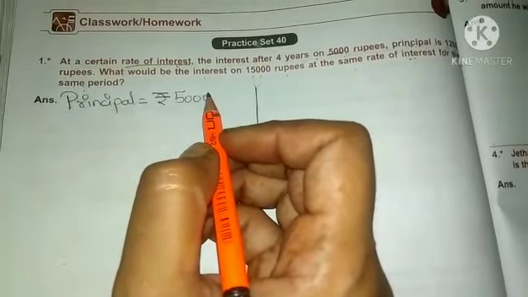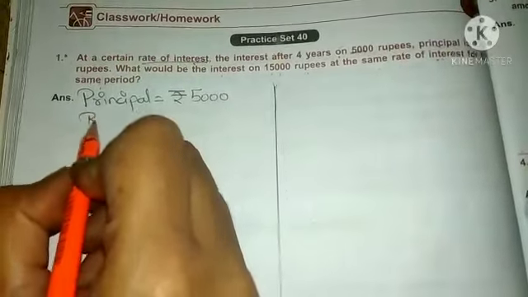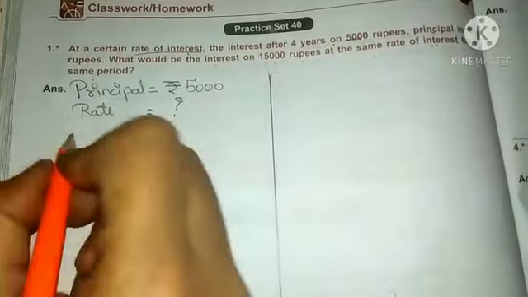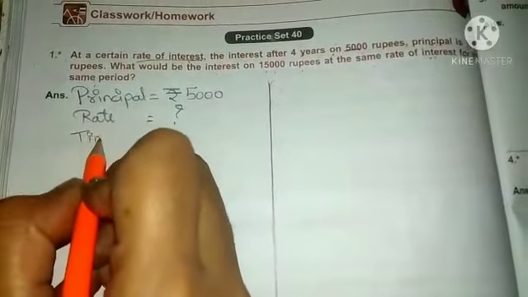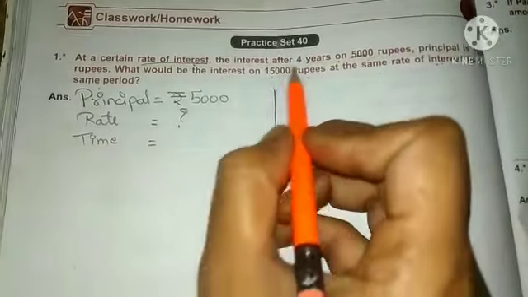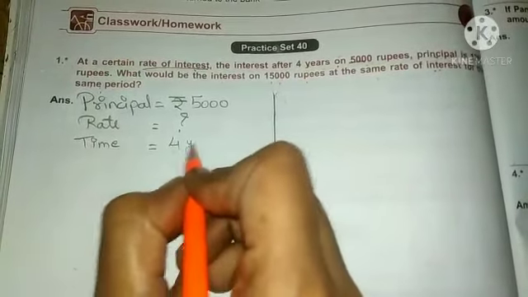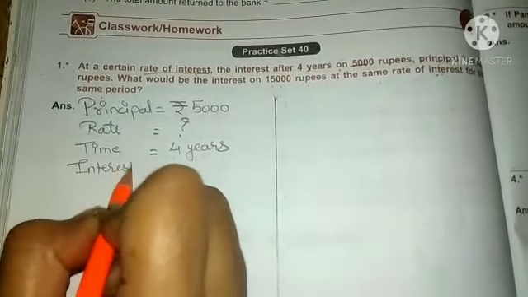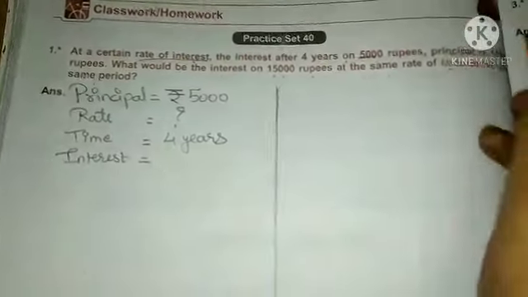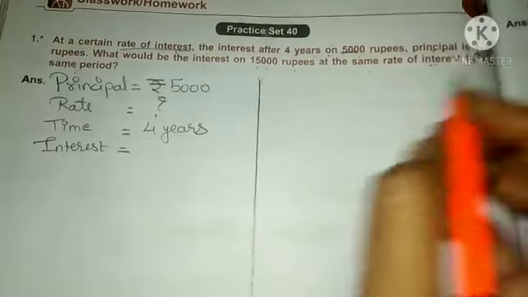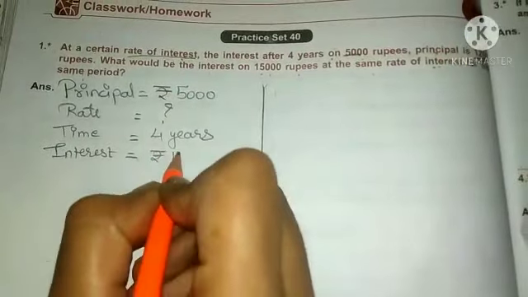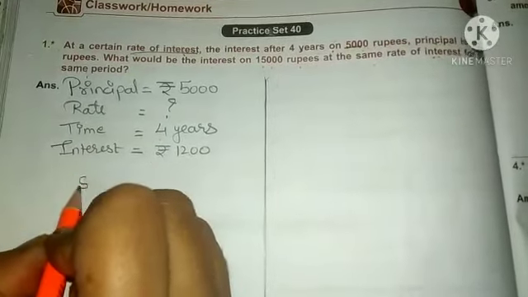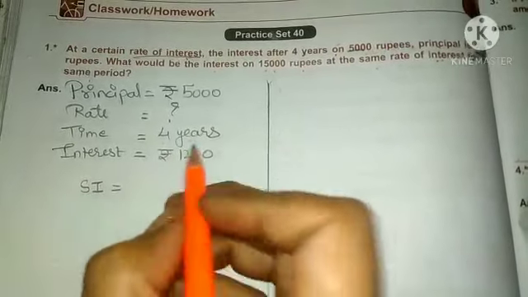Now after the principal, what will you write down? You will write down the rate. Now rate is not given, so question mark. Then the time. Time is given, that is 4 years. So here you will write down 4 years. Clear? And here the interest is given. So what is the interest given over here? That is 1,200. So here we will write down rupees 1,200. Understood?